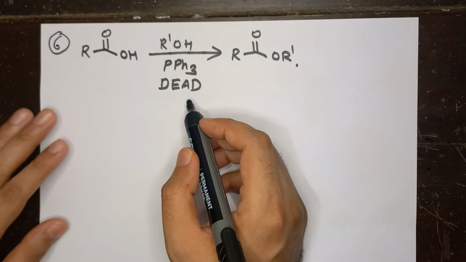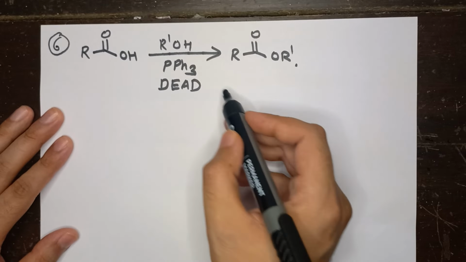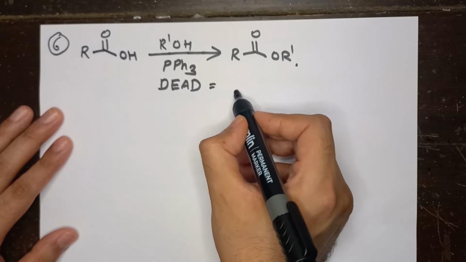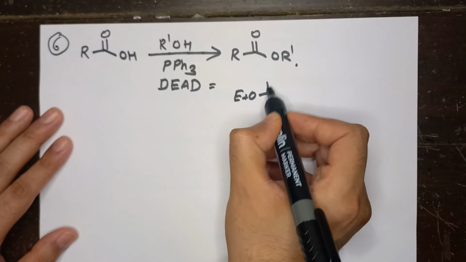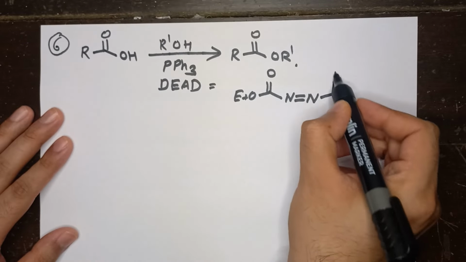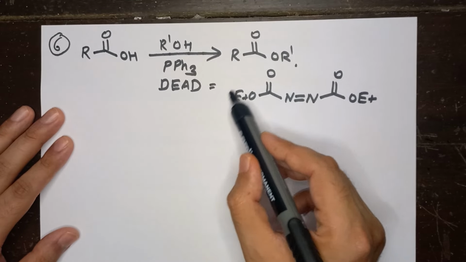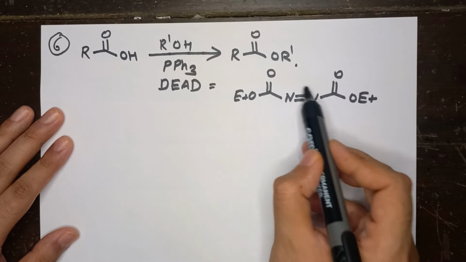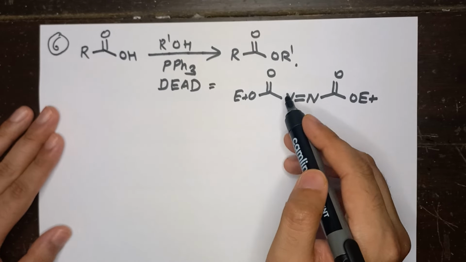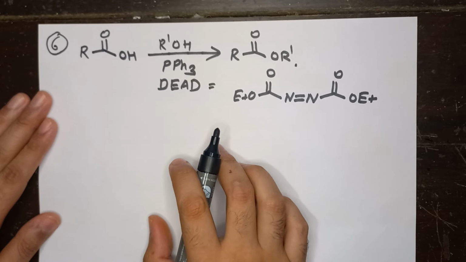So DED stands for diethyl azodicarboxylate. So the structure of DED molecule is like this. So we have a diethyl azo dicarboxylate because it is an ester molecule. So feel free to pause the video and try the mechanism for this reaction.